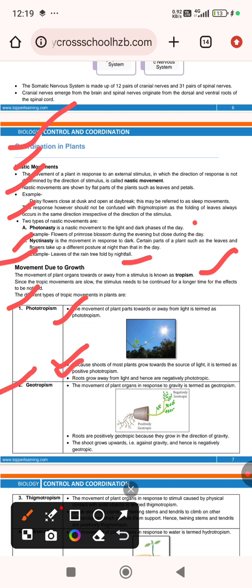Number 2, geotropism. The movement of a plant organ in response to gravity is known as geotropism. Roots are positively geotropic because they grow in the direction of gravity. The shoot grows upward against gravity and hence it is negatively geotropic.